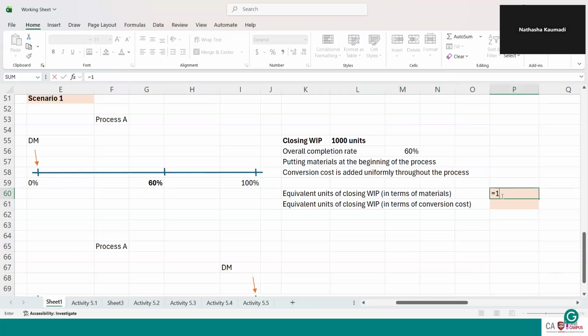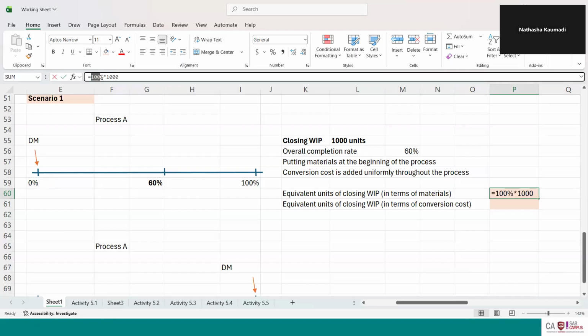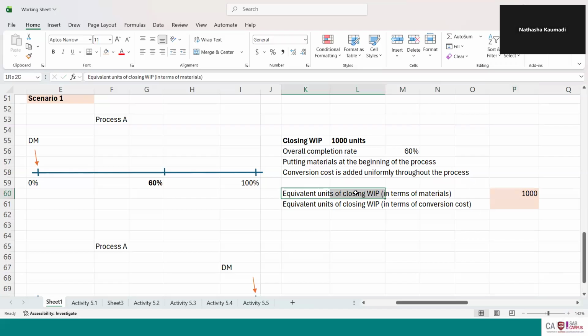That means 100% multiplied by 1,000 units. 1,000 units are the equivalent units. How did you take it? 100% multiplied by 1,000 units. How many equivalent units of closing WIP are there in terms of materials? 1,000. Now go back to conversion cost.